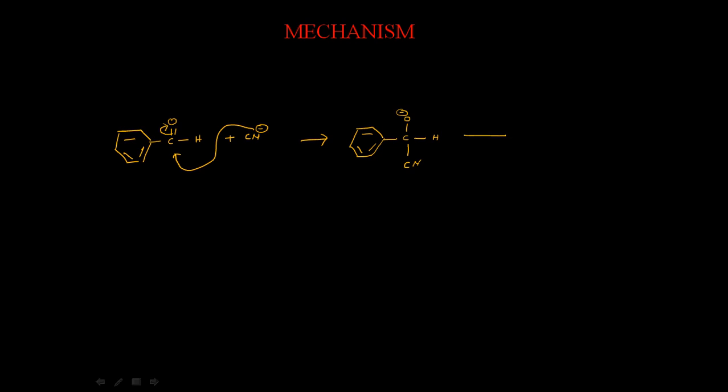The next step of this reaction is hydride transfer. Between carbon and oxygen you have the 2 electrons. This hydrogen will give its 2 electrons to the carbon, and the hydrogen is taken by the oxygen atom. Then you will get OH on oxygen, and on carbon you have C minus and CN. So you have got a carbanion.